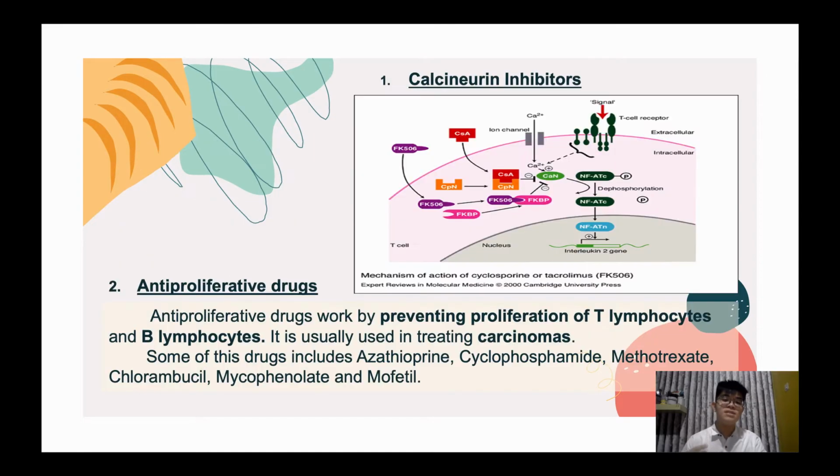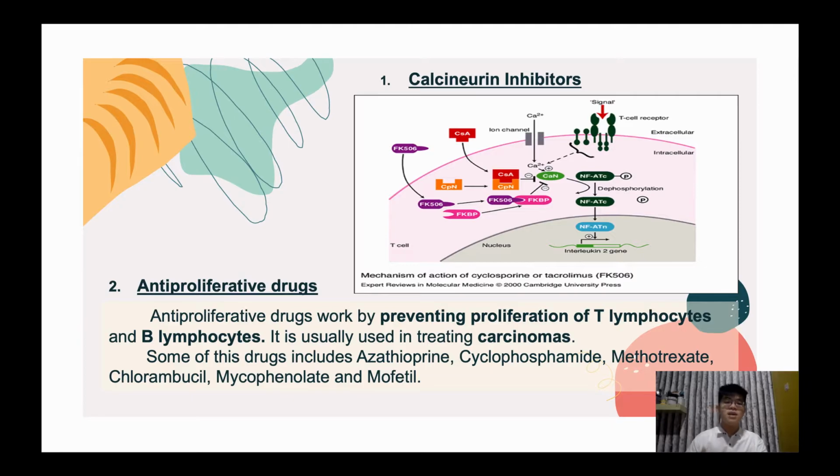The first one is calcineurin inhibitors. Calcineurin inhibitors include cyclosporin and tacrolimus. These two drugs enter the cytoplasm and bind to the receptor. Cyclosporin binds to the CPN and tacrolimus binds to the FKBP receptors. These two complexes will then cause the inhibition of calcineurin. As a consequence, the nuclear factor is inhibited, and transcription and translation of IL-2 is also inhibited.